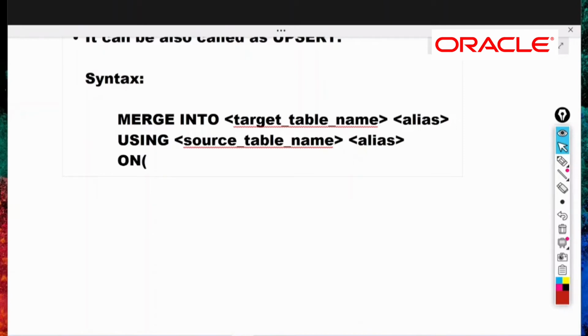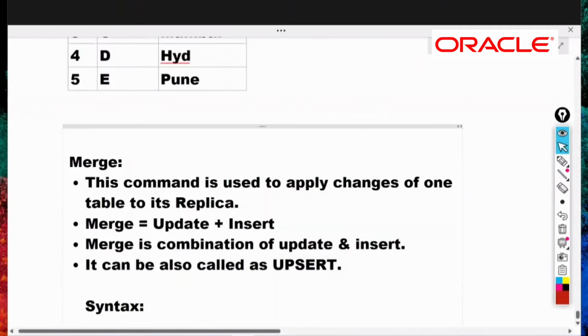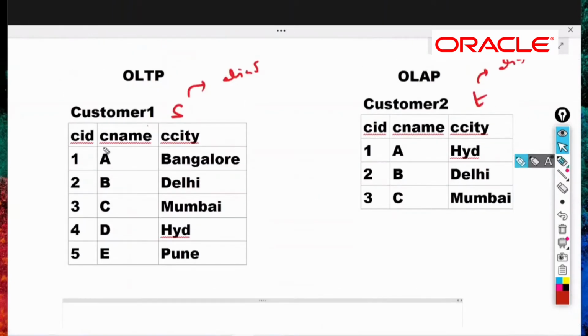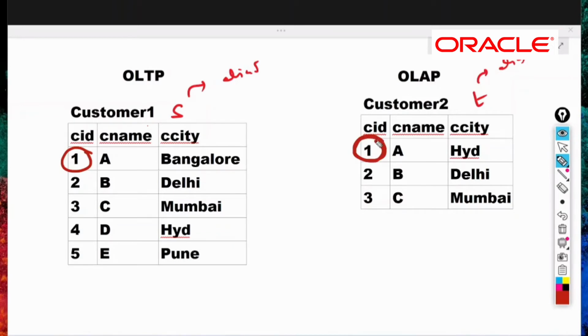On which condition, we have to tell here. Here we have to write the condition. ON condition. So: merge into which table, using which table, on which condition. Observe, we are comparing this customer ID value with this customer ID value. This table alias name is S, this table alias name is T. So S dot CID, source table CID, is it equal to target table CID or not? On this condition we are merging.